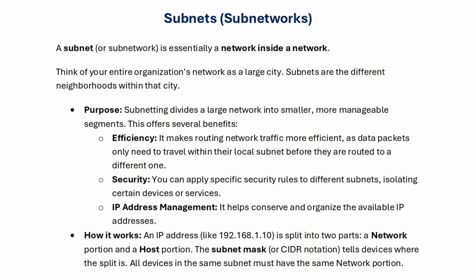192.168.1.10 is split into two parts, that is, a network portion and a host portion. The subnet mask or CIDR notation tells devices where the split is. All devices in the same subnet must have the same network portion.